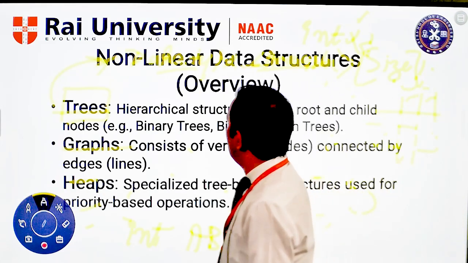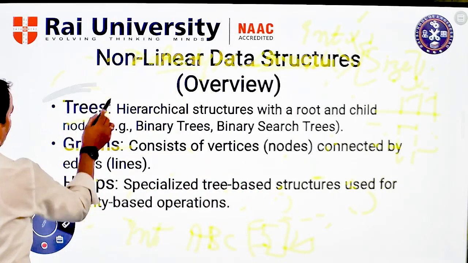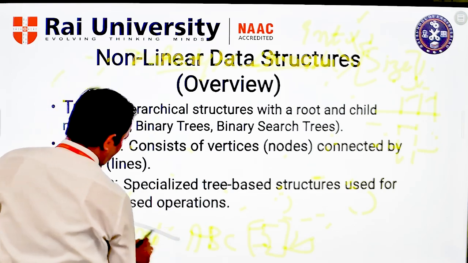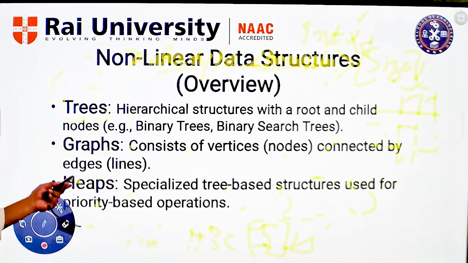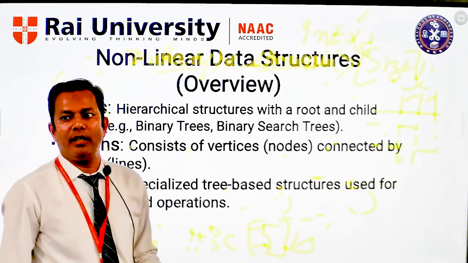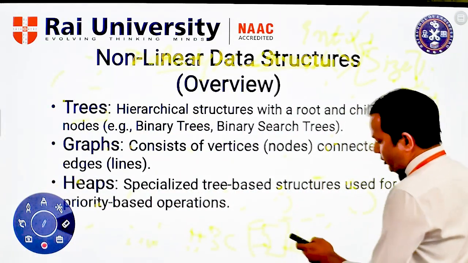Now if we go to the non-linear data structure, there are some other categories listed here, like tree, graph and heaps. These are the three types which come under the category of non-linear data structure.